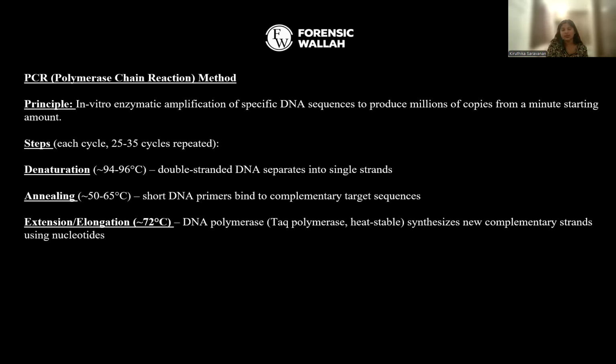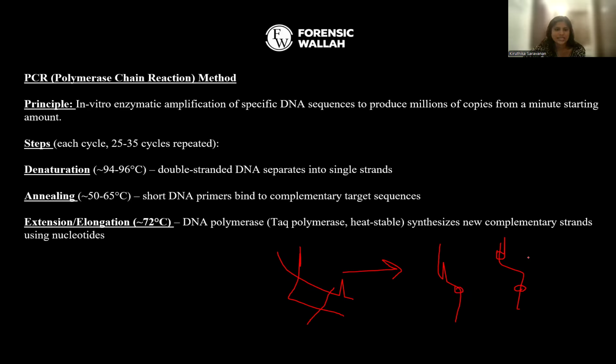And then it will undergo something called annealing. Annealing is where the DNA primers bind to the single stranded DNA sequences. For example, let me draw and show you. This is your double stranded DNA, a very flat diagram. Now when you do denaturation, it is divided into two strands. I add short DNA primers, and the primers attach themselves to the single DNA strands. The annealing temperature is 50 to 65 degrees Celsius.